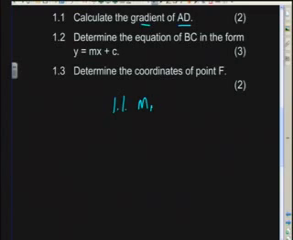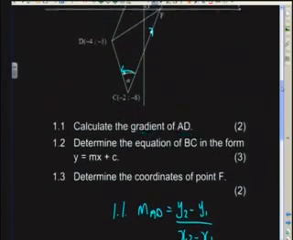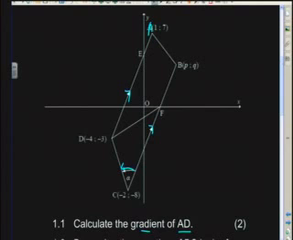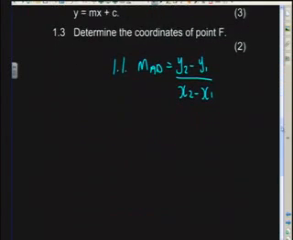So we're looking at the gradient of AD, and we use the formula y2 minus y1 all over x2 minus x1. Okay, so let's just look at our diagram and look at the coordinates of A and then the coordinates of D. So A is (1; 7). That's that point there. And then D is (-4; -3). Okay, so we've got A is (1; 7), and D is (-4; -3).